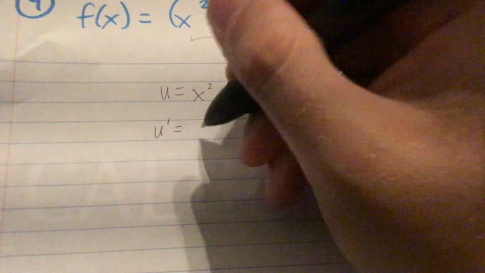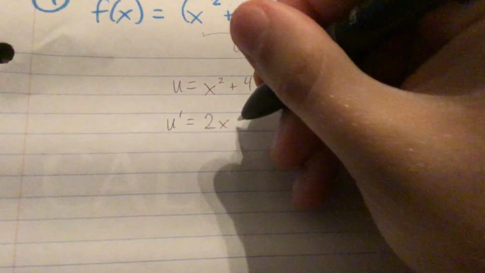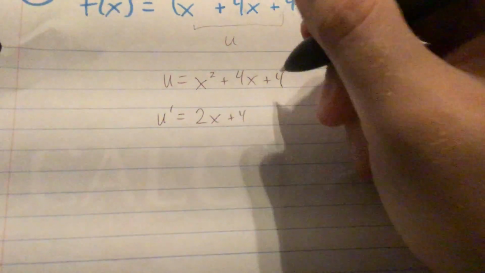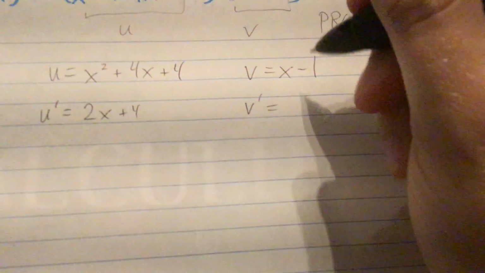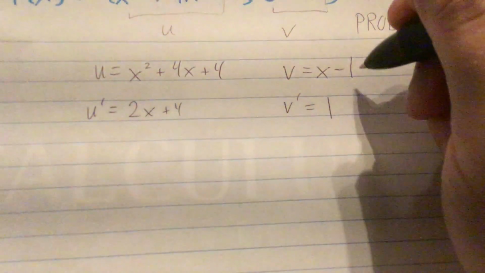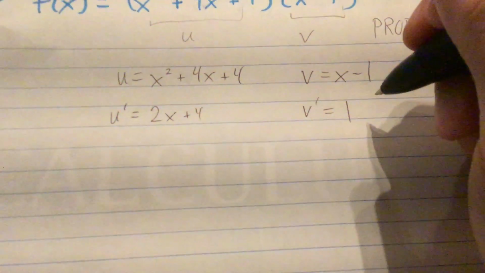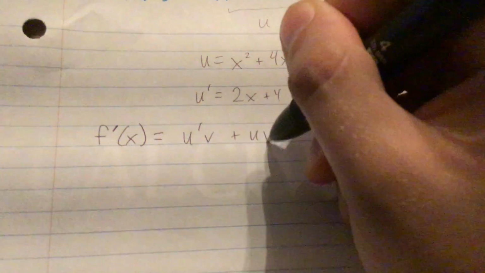So my u prime is going to be 2x plus 4, and the derivative of this 4 over here is constant, that's 0. V prime, the derivative of x with respect to x is just 1. And the derivative of negative 1 is 0. So now, to evaluate f prime of x, I'm going to do the product rule, u prime v plus uv prime.